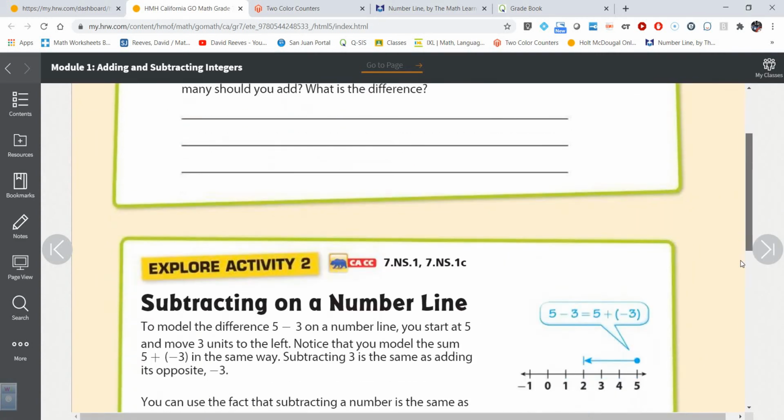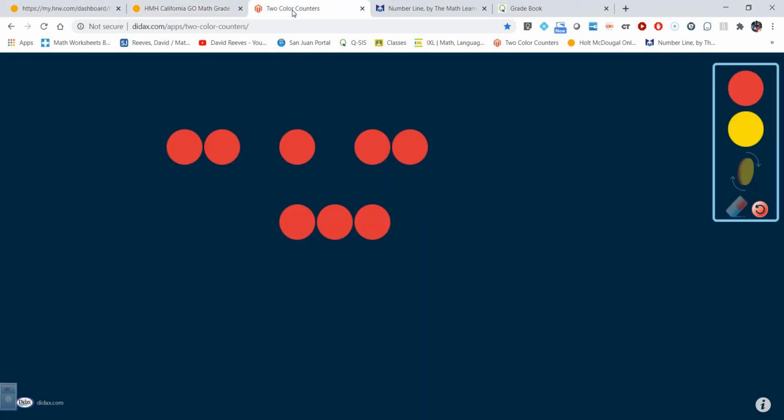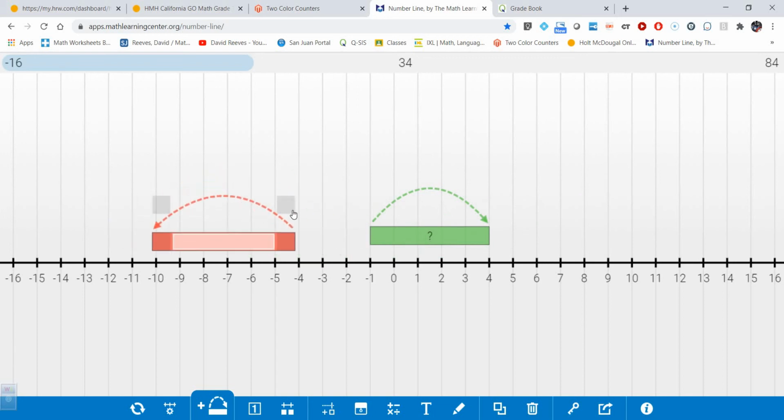Well, what about on a number line? If we're looking on a number line, this is where hopefully you watched that video earlier, because I went over what it meant to subtract on a number line. So here we go. I'm going to pull this up here. I'm going to put one this way, and then another one, and they always default to going that direction. So I've got one going each direction.